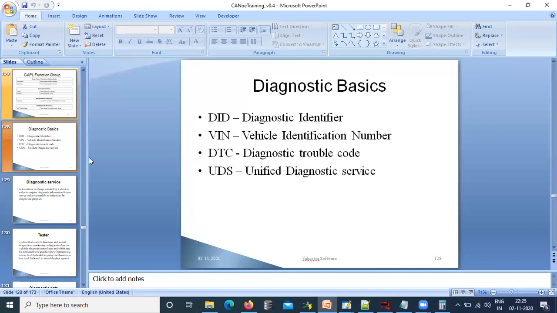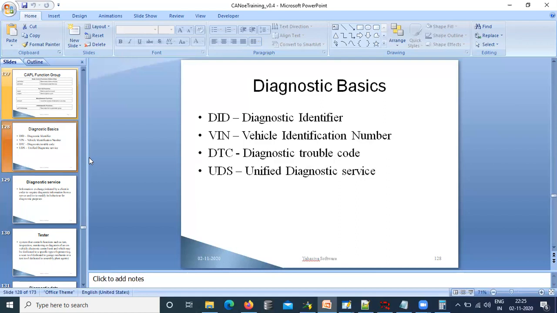Suppose in a programming session we have 0x00 and 0x01, that 7th bit should be false. It should be a 0. Only then will our diagnostic work.